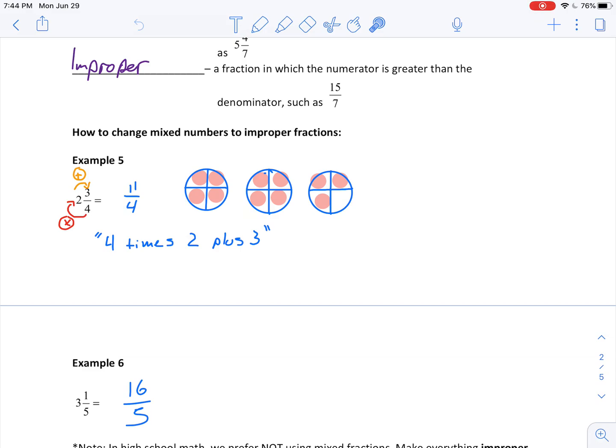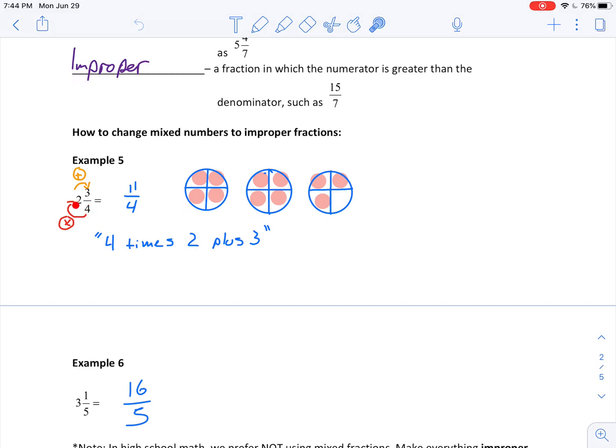In order to do that, I take my denominator and I multiply it by my whole number. So 4 times 2, and then once I have that value, I then add the numerator. So I just wrote here 4 times 2 plus 3, which would end up giving me 11 over 4. So my visual representation simply means all of the items that I have are broken down into quarters, or fourths.